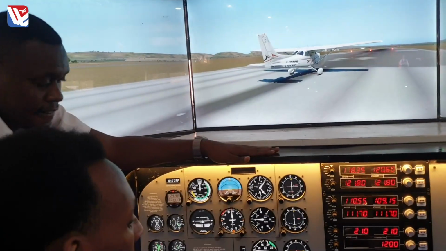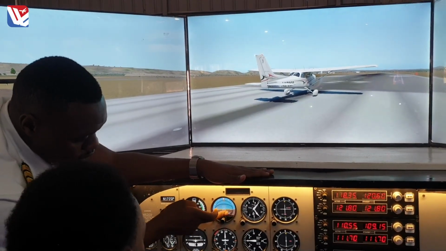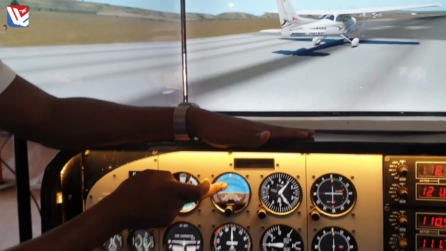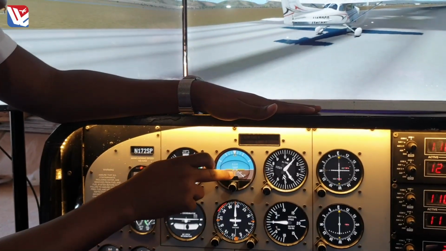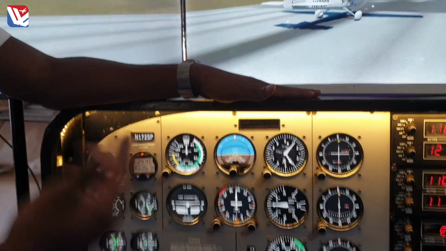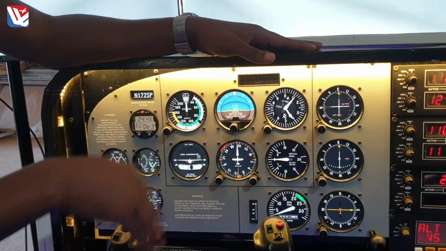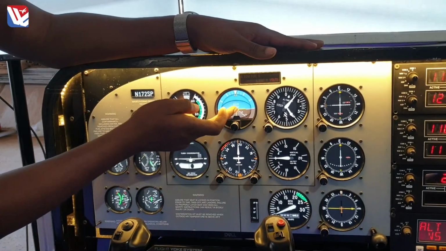So when you're flying up, this shows the ground, this shows the sky. There is a certain level that you're supposed to maintain according to your flight plan or how you're flying or your intentions. You get it? So when you go down, it means you're going down to the ground. When you go up, it means you're going up.